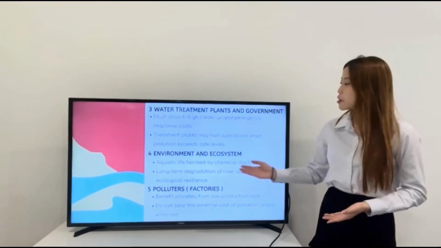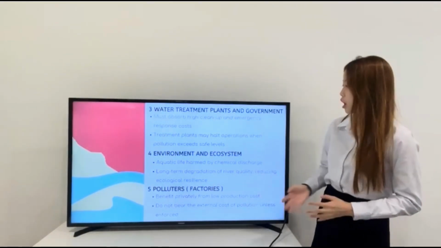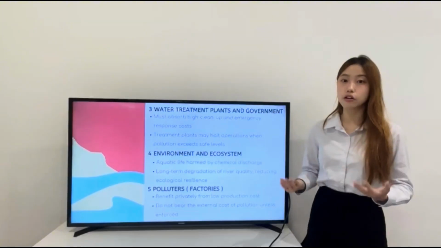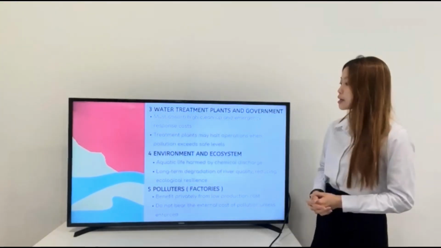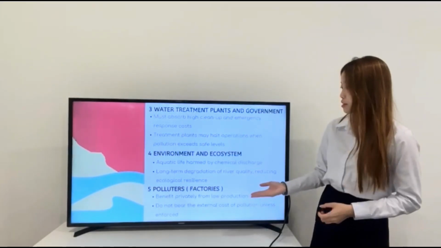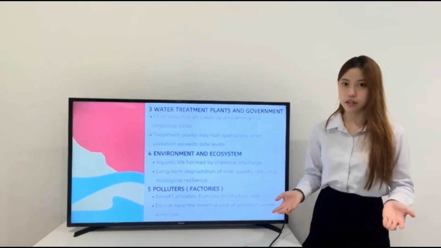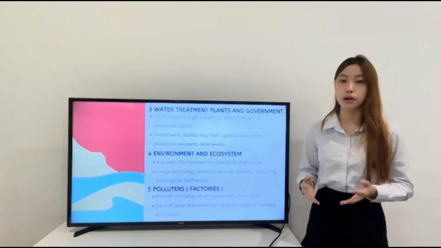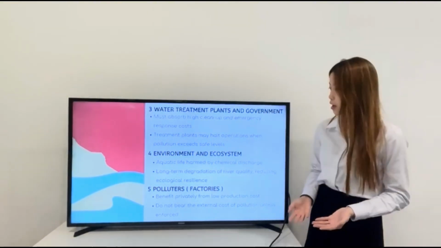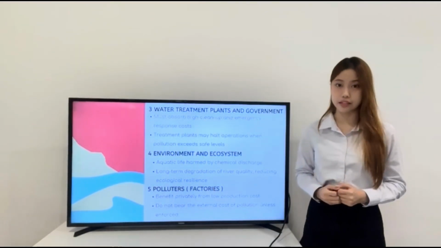And next, the environment and the river ecosystems. The aquatic life in the river is harmed by chemical discharge, which is the pollutants, and this will weaken the long-term health of the river. And last but not least, the polluters themselves, which are the factories. They benefit from avoiding treatment costs, so they pay a lower marginal private cost, while society has to bear a higher marginal social cost. This imbalance is the main core of causing the negative externalities.